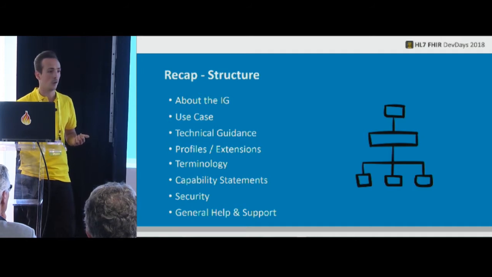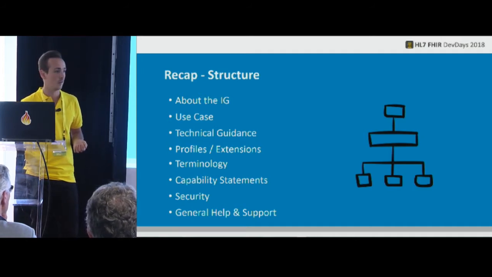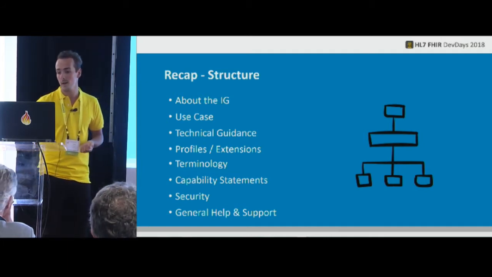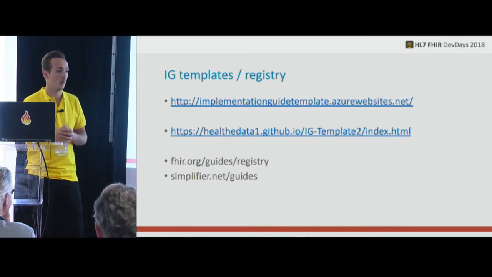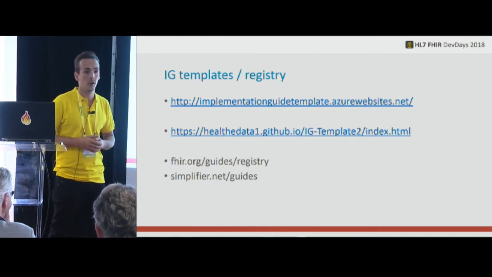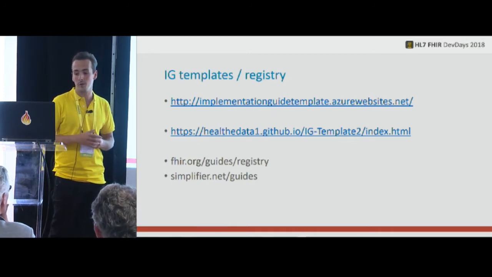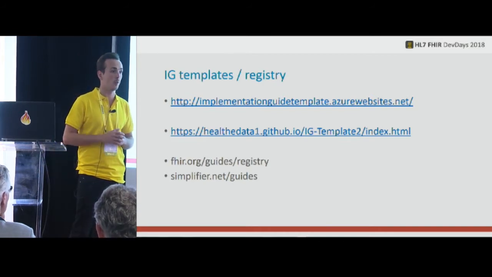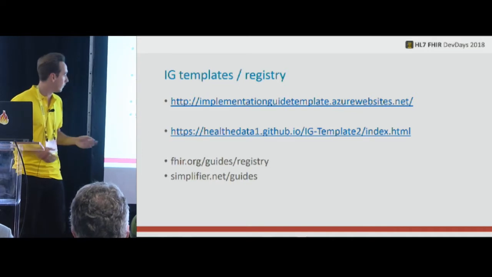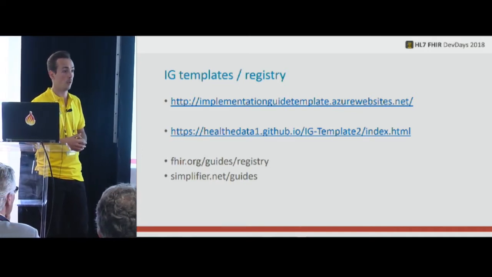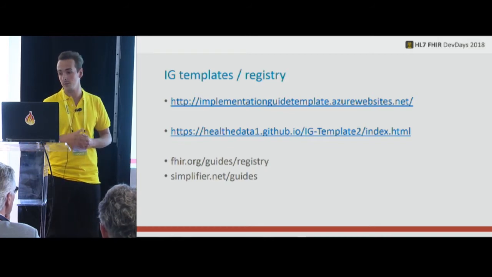So, if you're going to start to write your own implementation guide, I think it's very wise to first have a look at the implementation guides out there, or have a look at the templates available. The first two links are templates of an implementation guide that you can use. And below you have FHIR.org/guide/registry, where a list of implementation guides is available. And below you can also look on Simplifier for publicly published implementation guides.